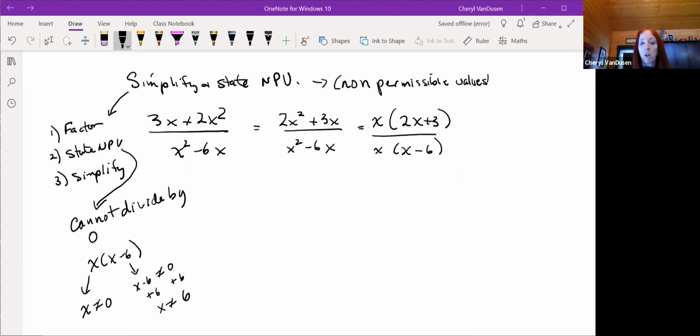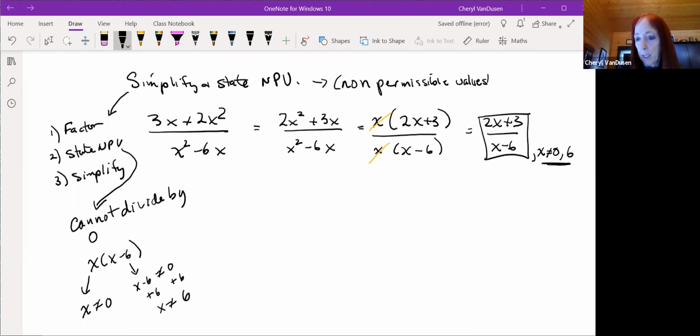x cannot equal 6. So when we're done doing all our simplification, we tuck the non-permissible values at the end and say, here's our answer, as long as x is not these values. x can be 2, x can be 1, x can be a half, x can be any other number on the planet, except in this question, it can't be 0 and it can't be 6. Okay. Now we go up and we actually simplify, and the only thing we're able to do is cancel an x on the top and an x on the bottom. And so our final answer here is 2x plus 3 over x minus 6, and then we just put however x cannot equal 0 or 6. Okay, so we have to tuck that in at the back.